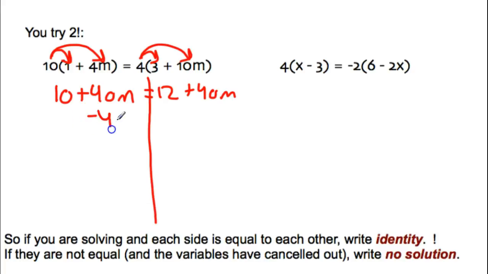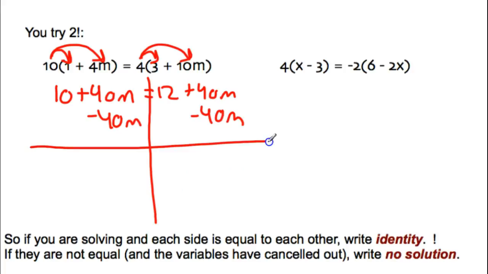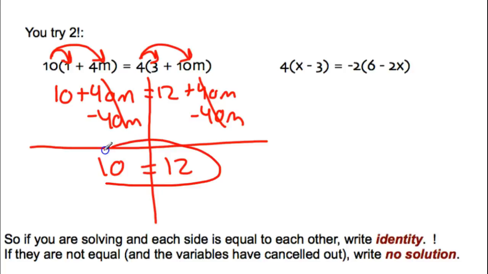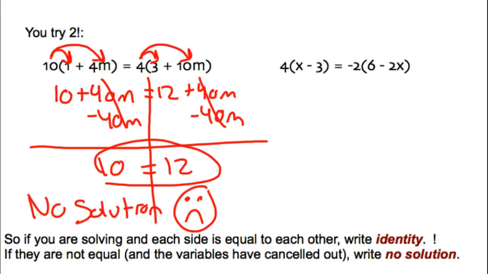I'll do minus 40m, minus 40m. Draw another line. Those cancel. I'm left with 10 over here. Bring down the 12. Those cancel. So I'm left with 10 equals 12. So this means no solution. No solution. That makes me sad. Sad face. Alright, let's do the next one.